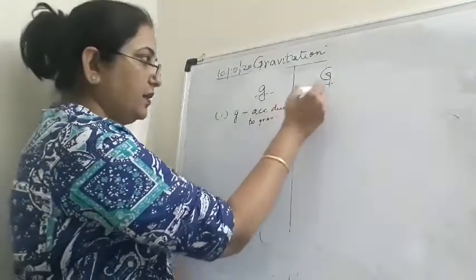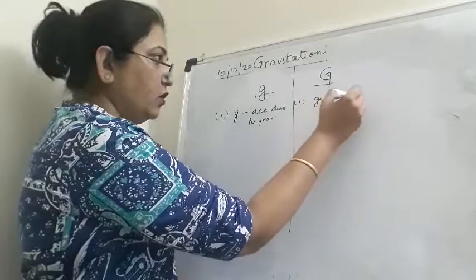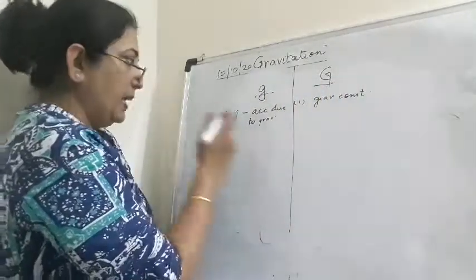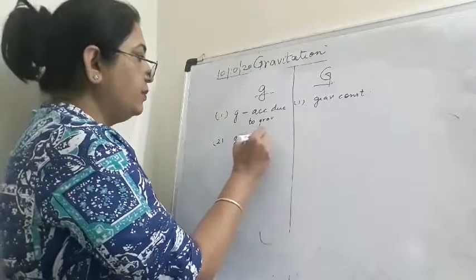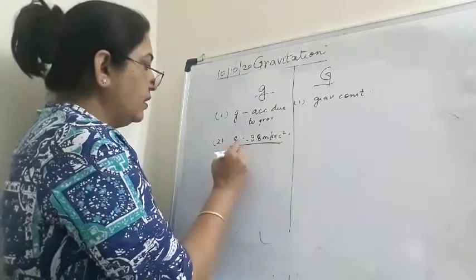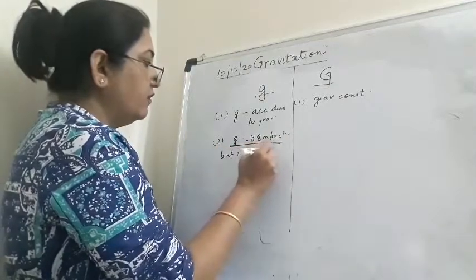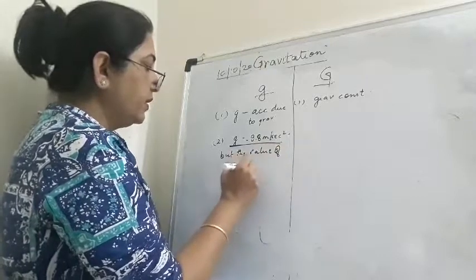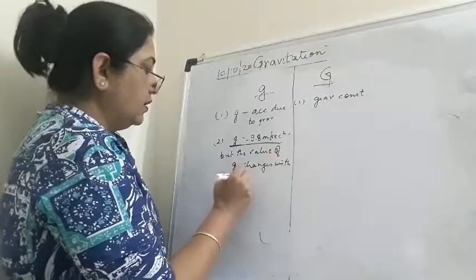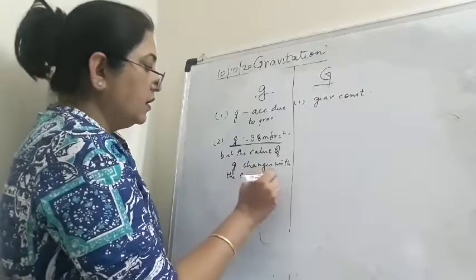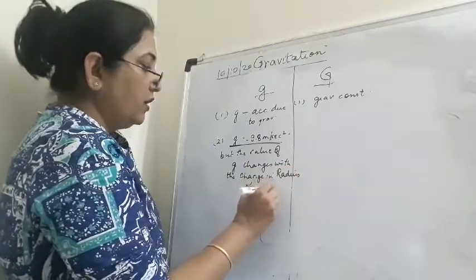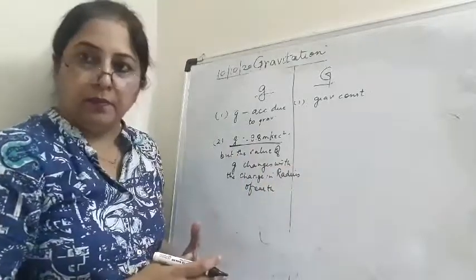Okay, and what is capital G? This is a gravitational constant. Number 2. Small g is equal to 9.8 meter per second square, but the value of g changes with the change in the radius of the earth. So we cannot say that g has a fixed value.